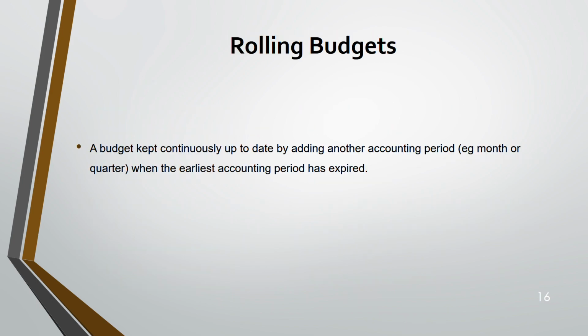Coming to the rolling budget, the word rolling says you keep rolling it. Continuously you update the budget by adding another accounting period. You can add another month or a quarter when the earliest accounting period has expired. For example, Jan to December, you have created one budget for 12 months.